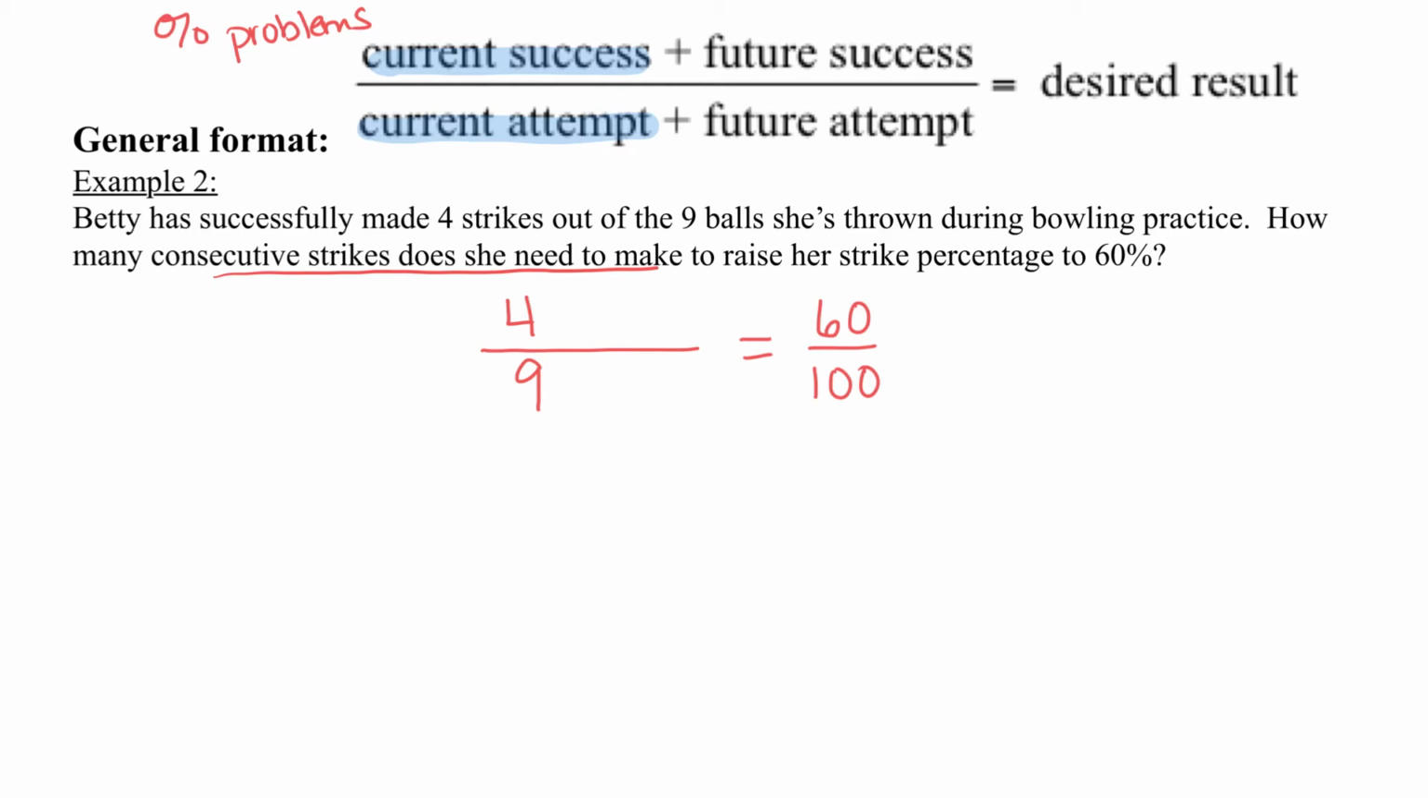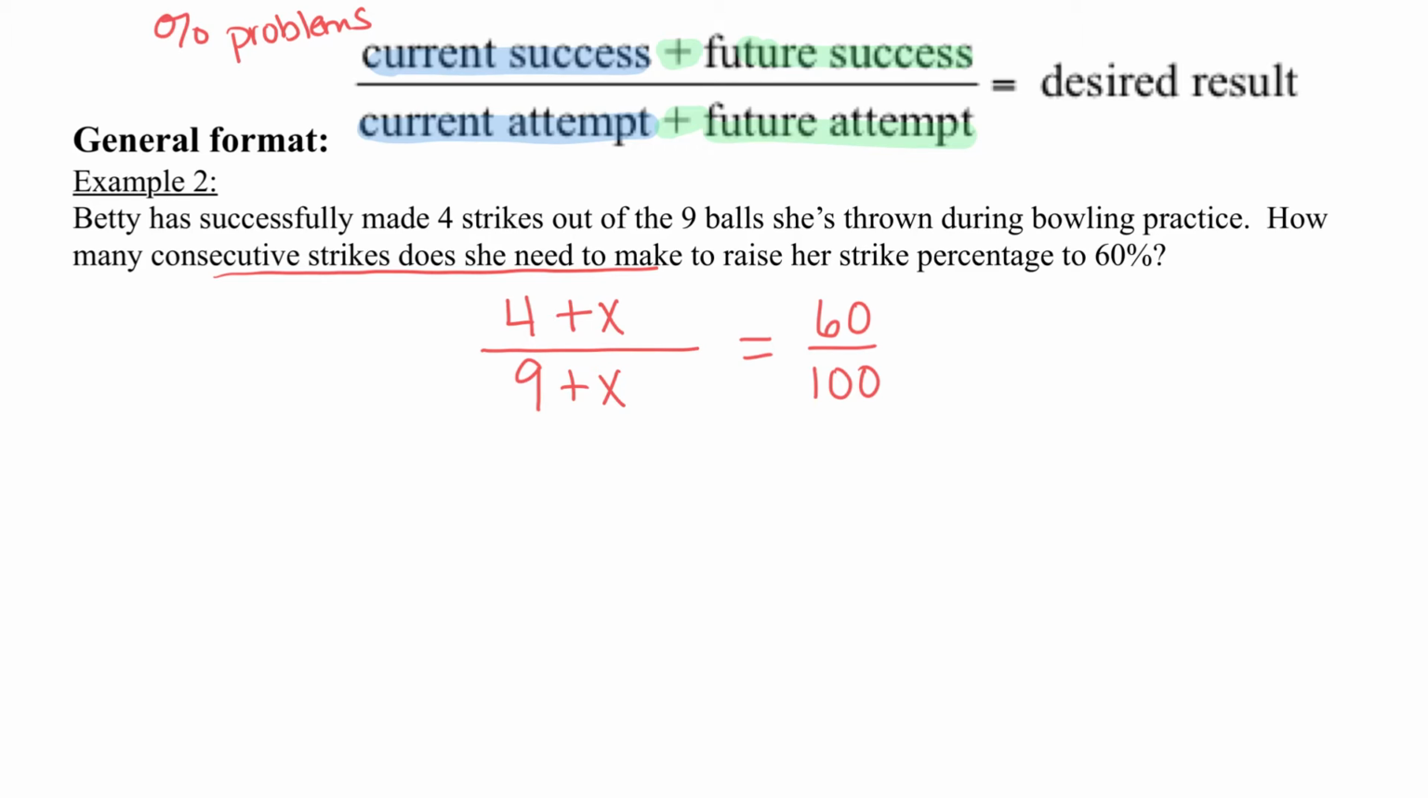We want to know how many consecutive strikes she needs to make after those she's already made. However many strikes she makes, we're going to add that onto here. But that number is also going to get added onto the attempts. Let's say you bowl 3 more strikes. Then you've thrown the ball 9 plus 3 times, 12 times. So you want to make sure that you add that x to both the numerator and the denominator. That's where this comes from: a future success and a future attempt. You add those on there, and then you set it equal to the desired percent.